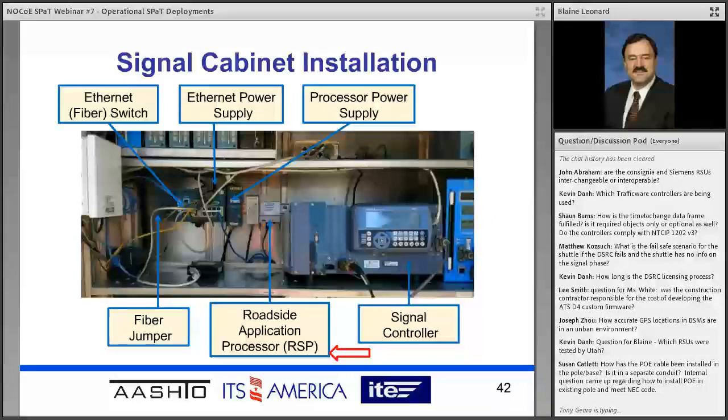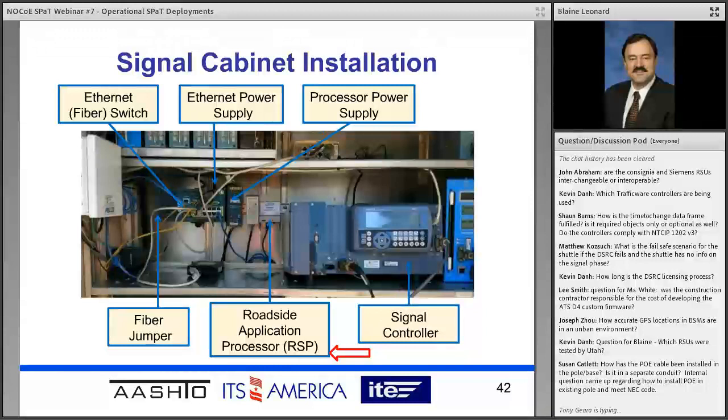This is what the inside of the signal cabinet looks like. You can see we've got a signal controller there, and the only things we've really added to the signal cabinet are the Ethernet power supply, the processor power supply, and the roadside application processor itself. We're running our software not in the DSRC unit and not in the signal controller, but in a standalone Linux board, which is in that little roadside application processor box in the center of the picture. So it's a little Linux computer, and that's where we run our software.